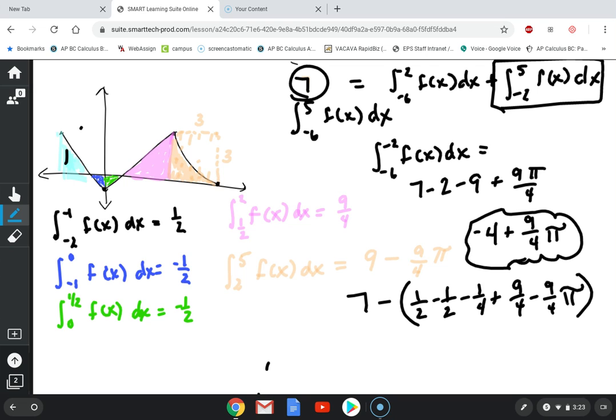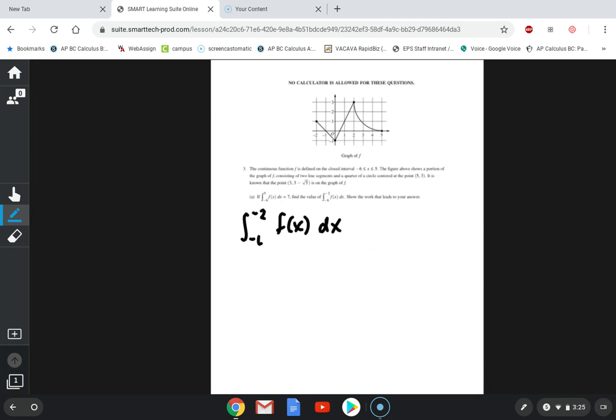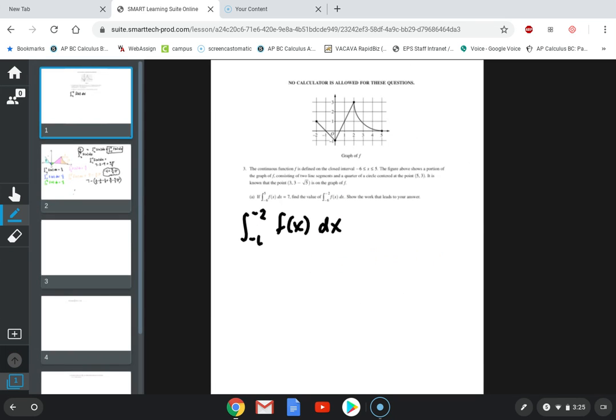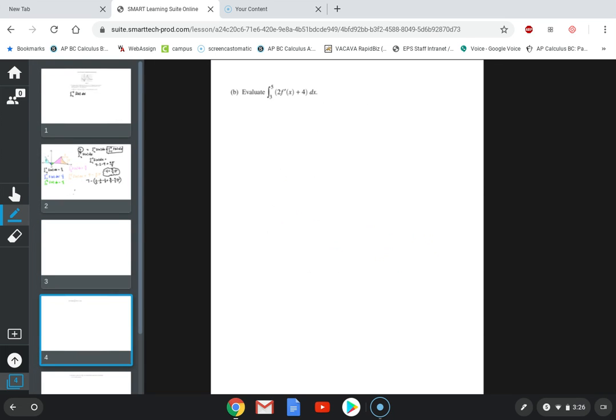Okay, so going on to our next page, our next question is part B, which says evaluate the integral from 3 to 5 of 2 times f prime at x plus 4 dx. So I'm going to separate this into two integrals. I'm going to take out the 2, which is a constant multiplier: the integral from 3 to 5 of f prime at x dx plus the integral from 3 to 5 of 4 dx.